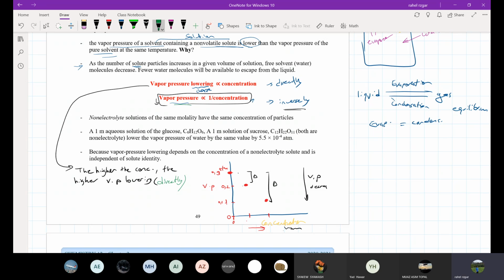But here, yes, it is decreasing, but we have added lowering. Lowering means the change. So the change is increasing. It is changing more and more. As you increase concentration, from the initial to the final, it's changing more and more. That's why vapor pressure and concentration are inversely proportional. Is there anyone who has a question?